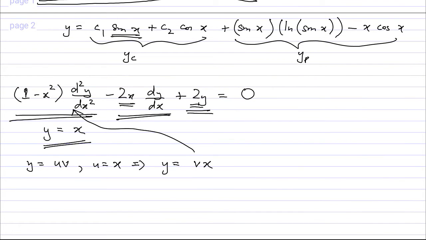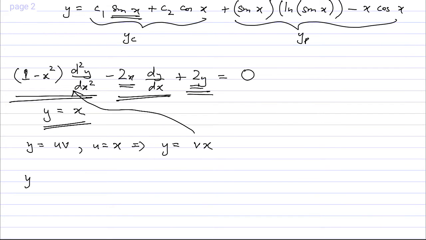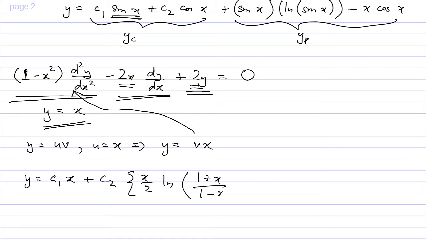What you find is that the full complementary function is y is equal to c1 x plus c2 times x by 2, and again I leave the integrations for you to do, times the logarithm of (1 plus x) divided by (1 minus x), minus 1. As you can see, the other part of the complementary function is very complicated. There is no way that you could have guessed that. It actually contains a logarithm.